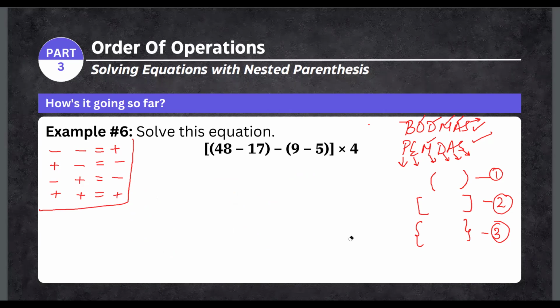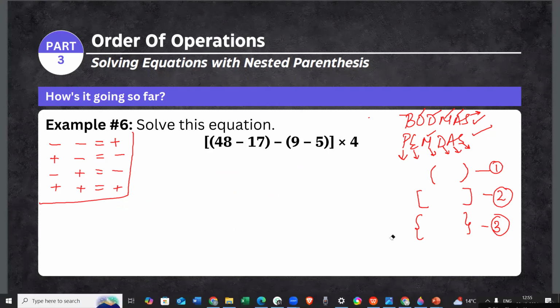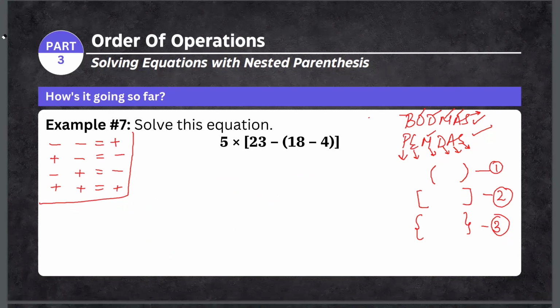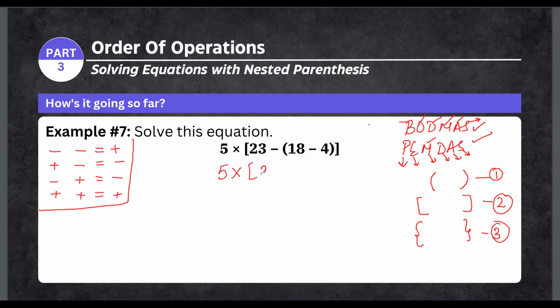Now, let's move ahead to the next question. Here we have this one. So 5 times, first of all, we have to solve the parenthesis. 18 minus 4 is 14. Now, 23 minus 14, it is 9. And 5 times 9 is 45. And this is our final answer.